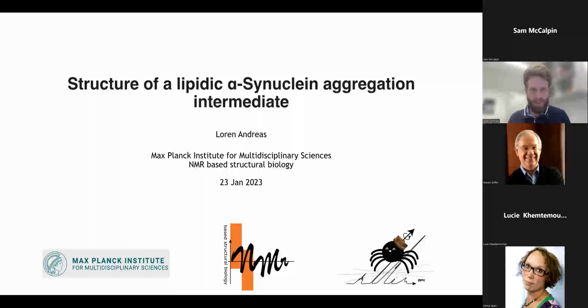I will not actually talk about the small molecule this time because Leif and Christian both covered a lot of what we had done with that small molecule in the seminar series last year or so. So I'll talk about the structure of a species of alpha-synuclein that we've been able to isolate, indeed through a procedure involving lipid membranes, vesicles.